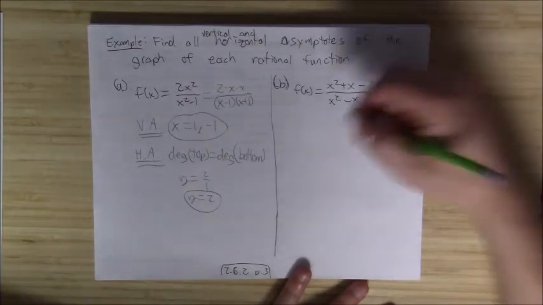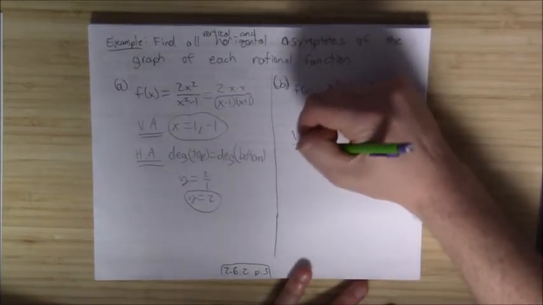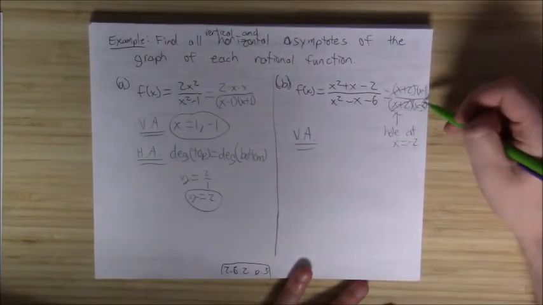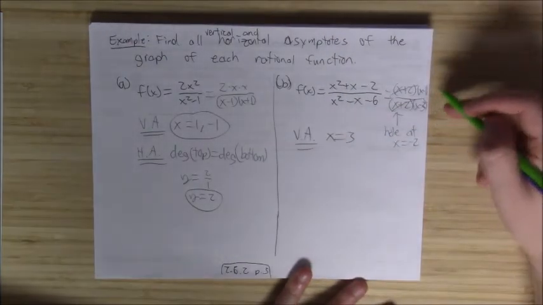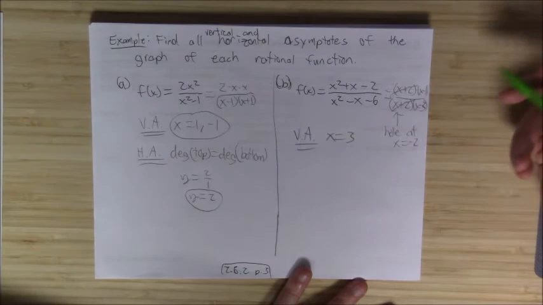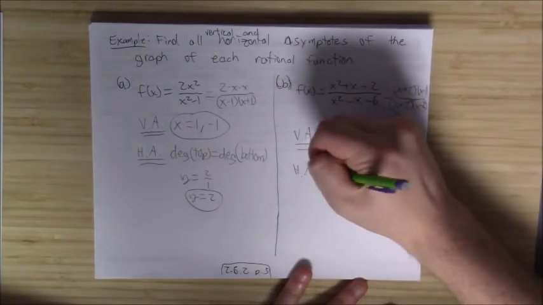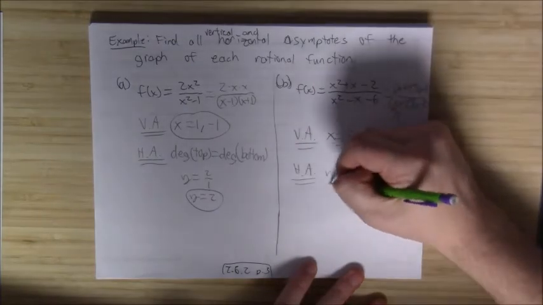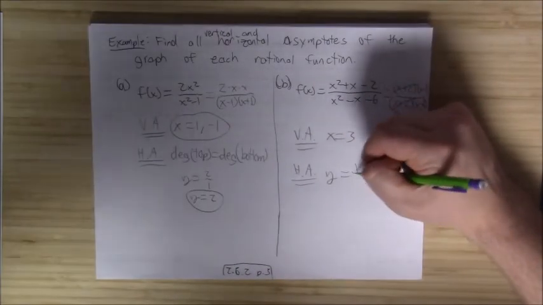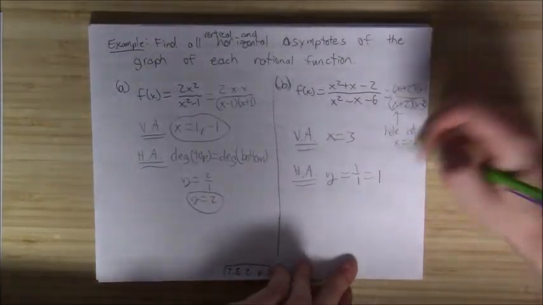What this means is our only vertical asymptote is when x is equal to 3, because that's not a common factor. Horizontal asymptote would be, well, the degree of the top is equal to the degree of the bottom, so y should equal 1 over 1, which is 1.